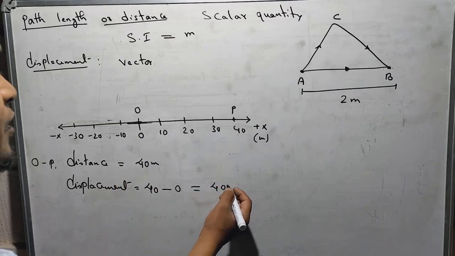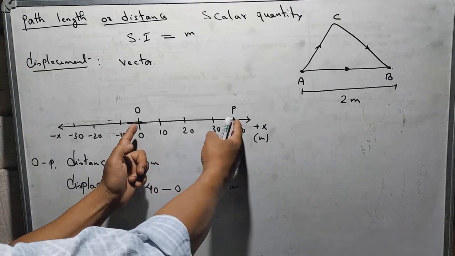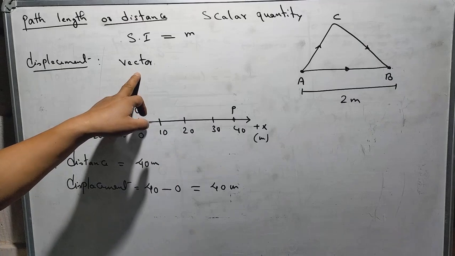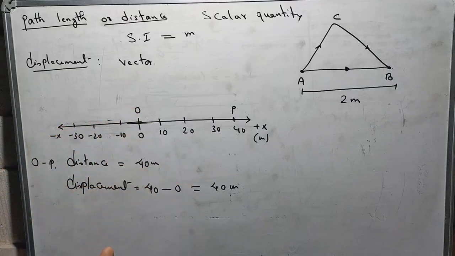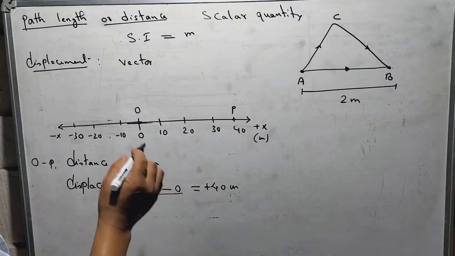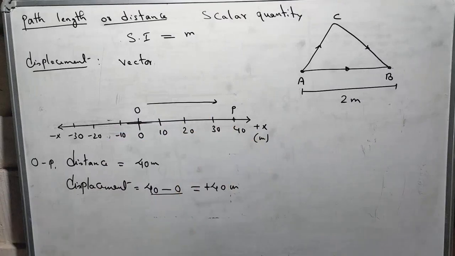40 meter. So this 40 meter is just a number, or I can say it is only the magnitude. But you know displacement is a vector, so there should be a direction. So in which direction is this body moving? For that, we look at this number. 40 is greater than 0, so this answer comes out to be positive. The positive sign here indicates that the body is moving towards the positive side of the x-axis.